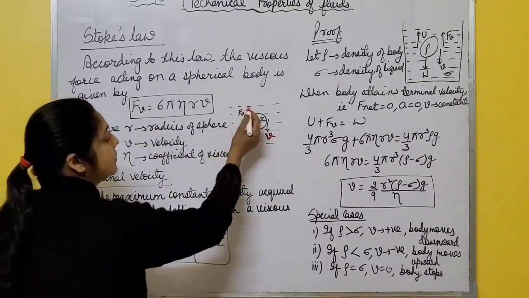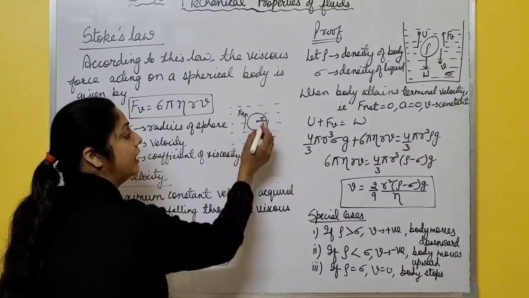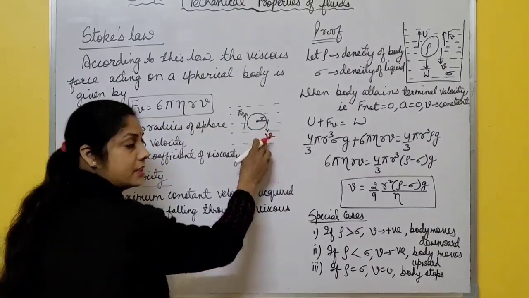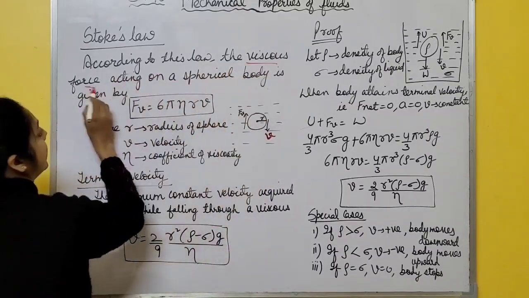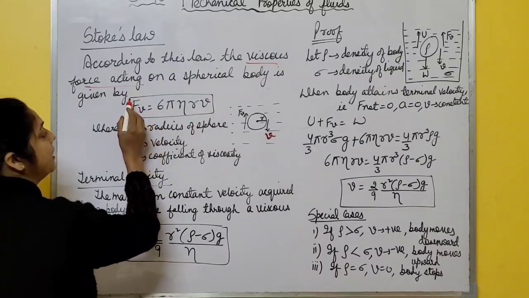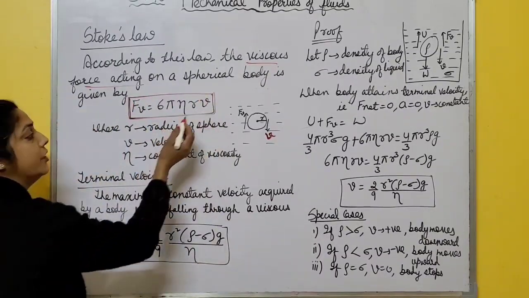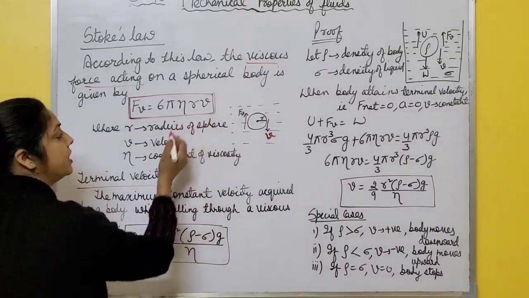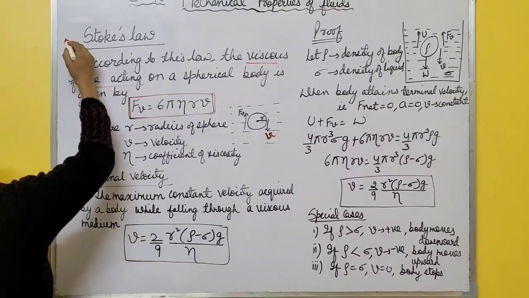And this viscous force is directly proportional to the radius of the spherical body and also the velocity of this spherical body. So according to this law, the viscous force acting on a spherical body is given by Fv equal to 6 pi eta R v, where R is the radius of this sphere, v is velocity, and eta is the coefficient of viscosity. So you must remember this one.